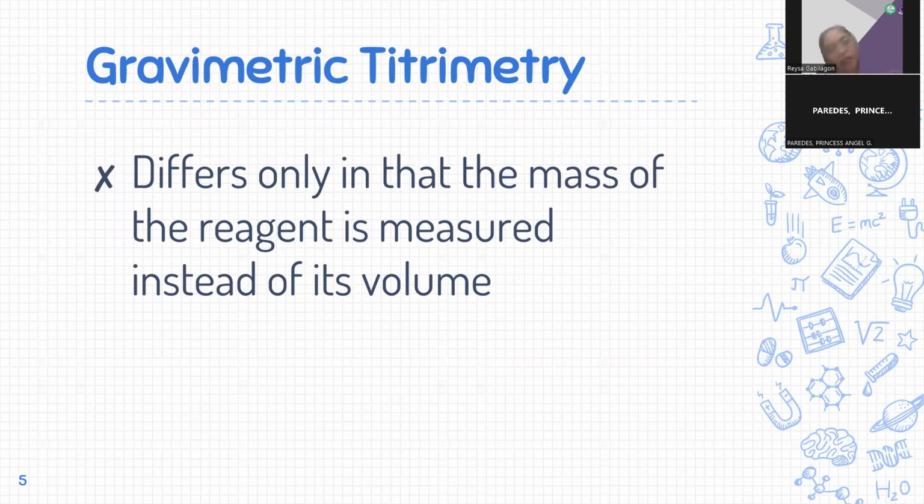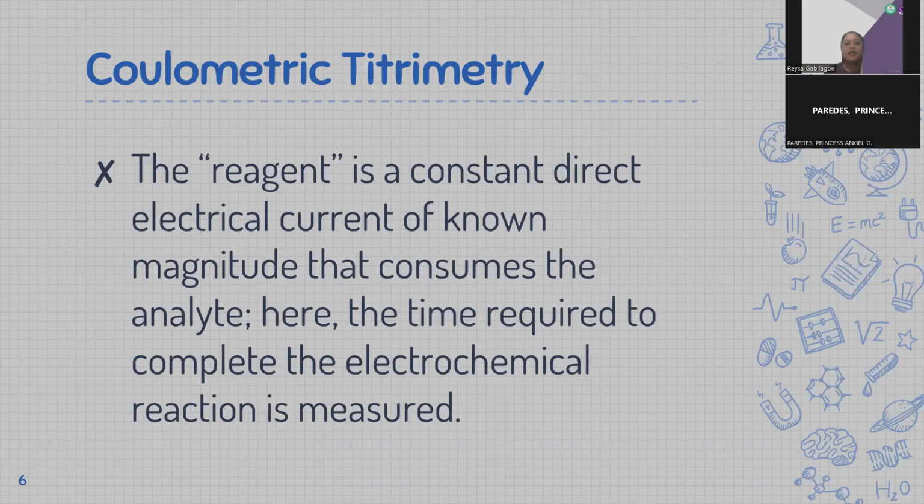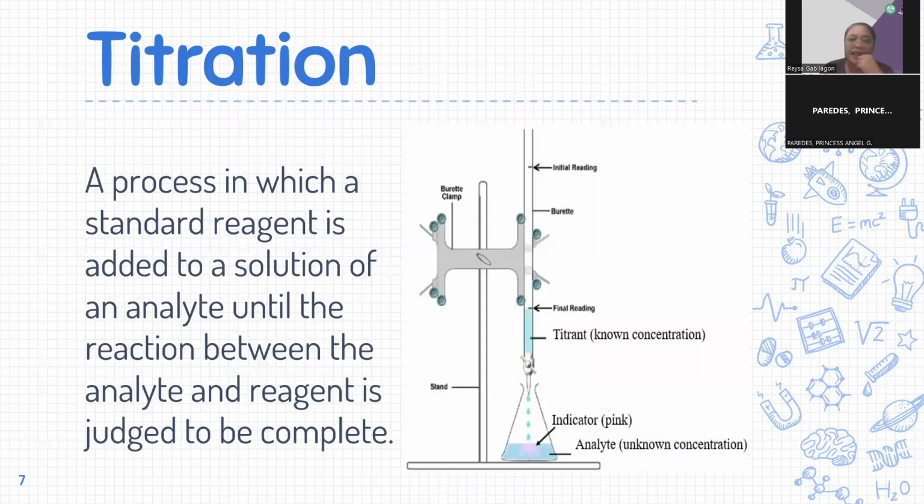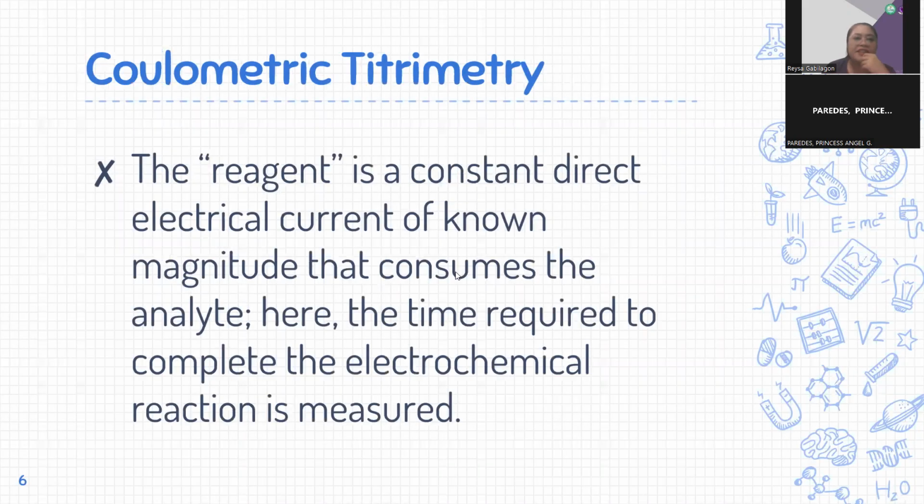Though other types of titration also exist, like gravimetric titration, like we are measuring the mass naman, the mass of the reagent, or colorimetric titrimetry, wherein we measure the time required to complete the electrochemical reaction. Okay, so that is measuring actually electrical current that will consume the analyte. Okay, so this is, don't forget, our next.